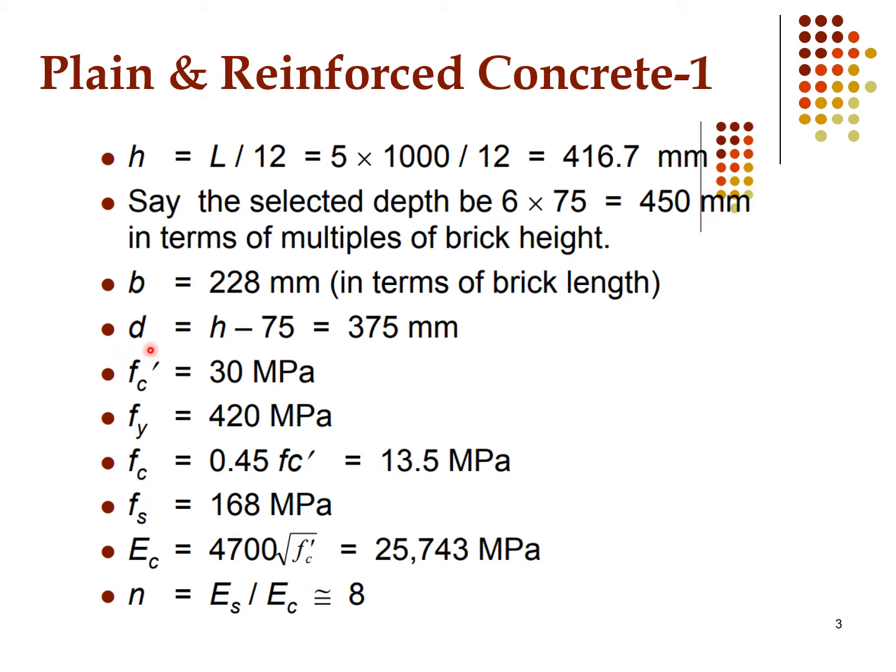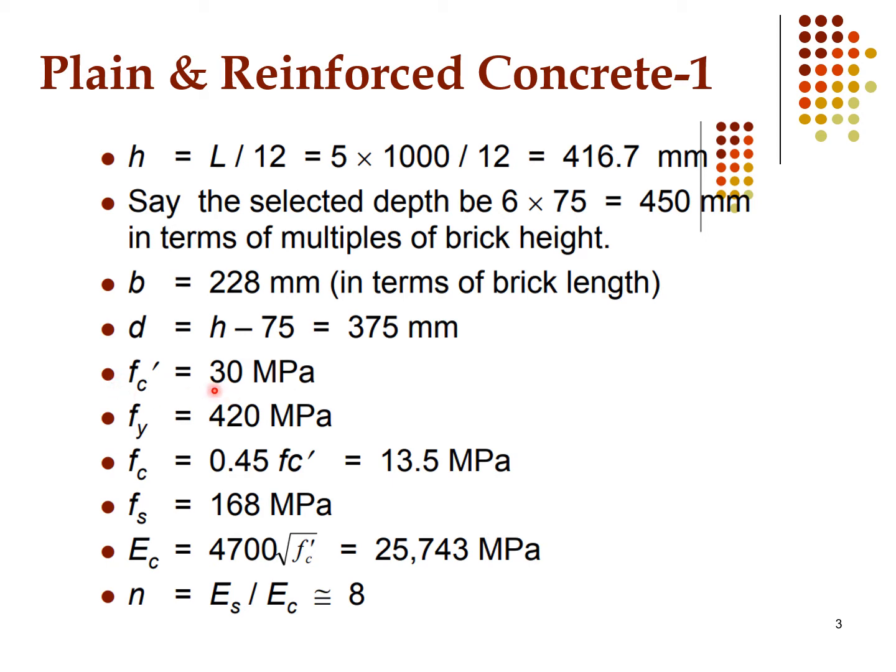Now d is the effective depth, H minus concrete cover. In the case of a beam, we can assume concrete cover of either 75 millimeter or 50 millimeter. In the case of a slab, we can assume concrete cover equal to 20 or 25 millimeter. So effective depth is equal to H, the height, minus 75 millimeters. H is 450 minus 75, so we get 375 millimeter.